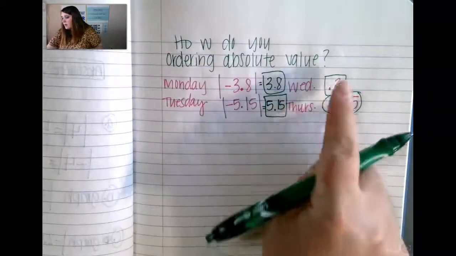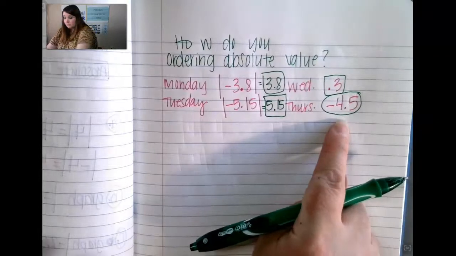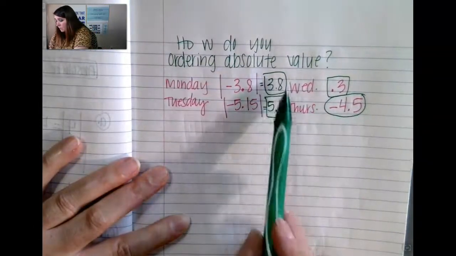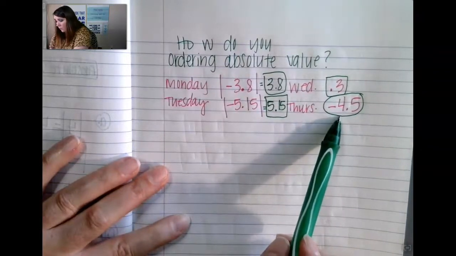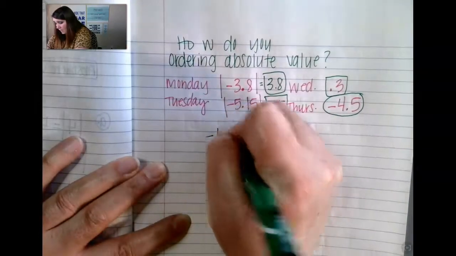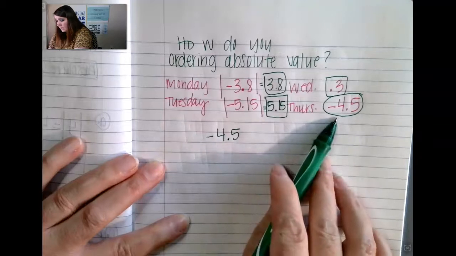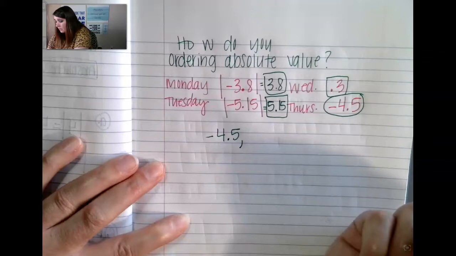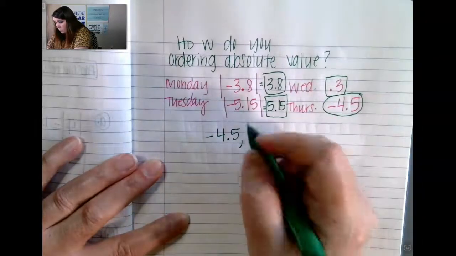So now these are the numbers that we need to put in order from least to greatest. I know that the smallest number here, when I graph it on a number line, is negative 4.5. So that's going to go first. That one's the least. My next one, moving away from 0, is going to be 0.3.